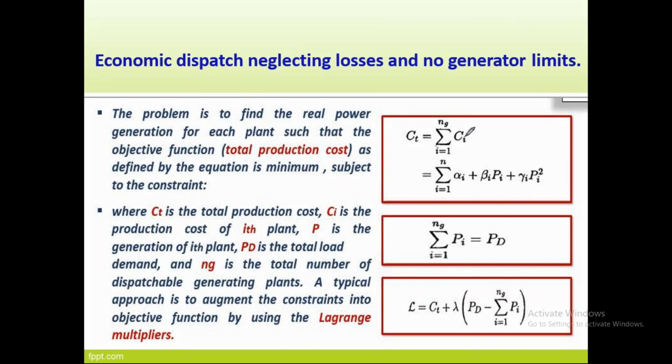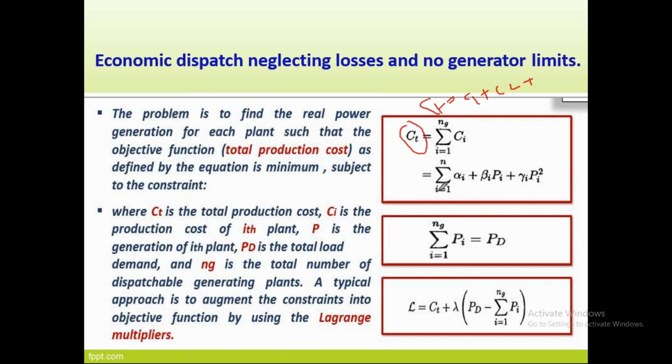Suppose if it is 1, then you can write CT is equal to C1, that is cost of unit 1, C2, that is cost of unit 2, and C3, and so on. So here individually C1 equation, C2 you have to calculate that. So finally CT is the total cost of the generating station, and I is the number of plants, that is units, and P is the total demand.